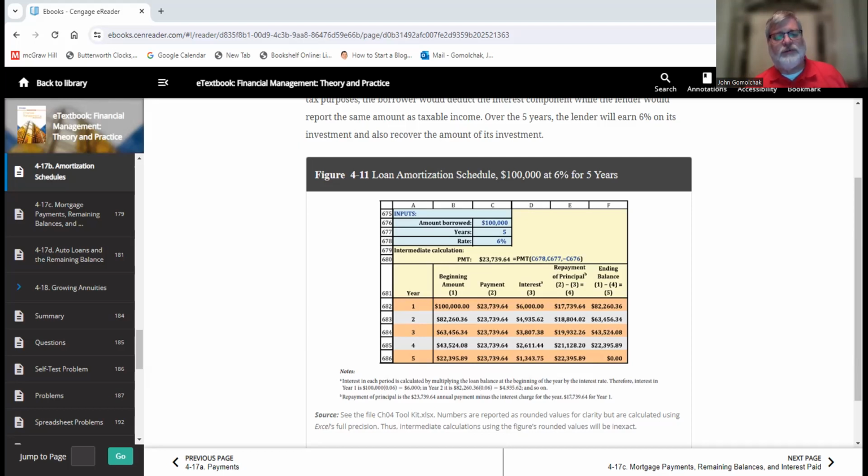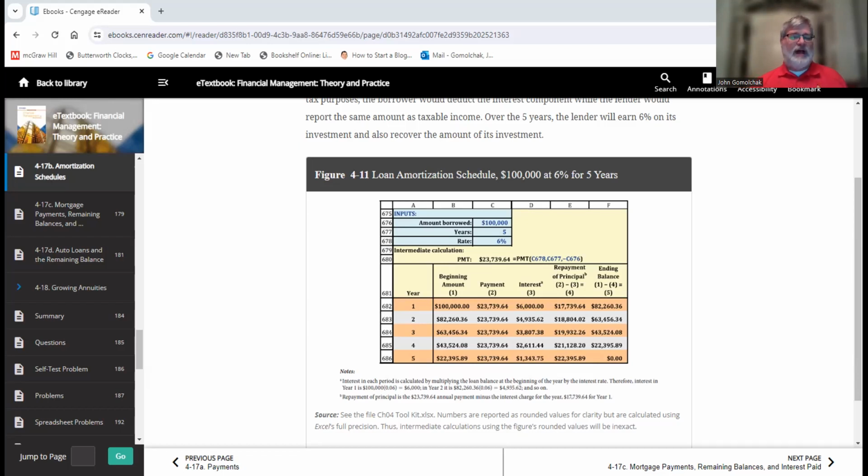There's our payment. Interest is charged on the 43, so it goes down to $2,611. The principal payment is well over $20,000. It's $21,128. Ending balance is $22,395. Our payment is going to remain the same. Our interest is going to be that principal times the 6% to give us this amount. And if you add those two together, you're going to find that it equals the amount of the payment. So when we make this payment, we pay that interest, we pay that principal, it drives the ending balance to 0, and we are done.